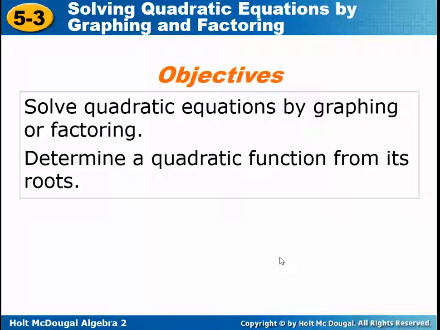Hello, this is Ms. DB, and today we are going to begin talking about Chapter 5, Section 3 on solving quadratic equations by graphing and factoring. Our objectives for this lesson are to solve quadratic equations by graphing or factoring, and also in the second video we'll learn how to determine a quadratic function from its roots.